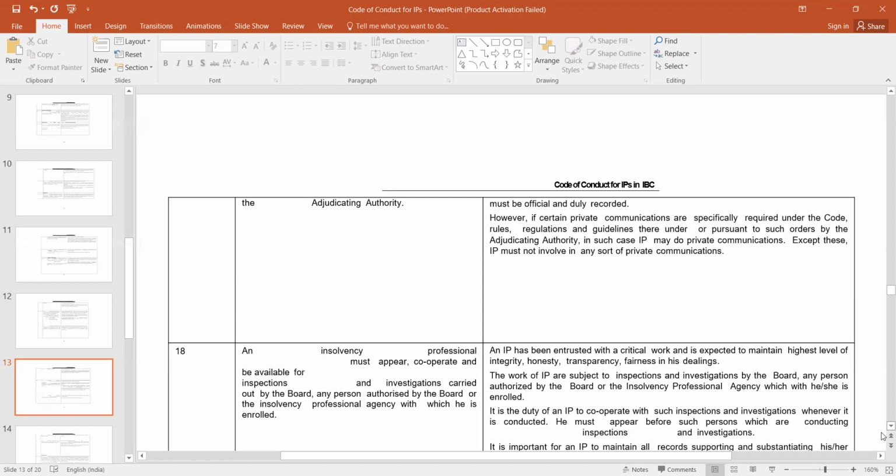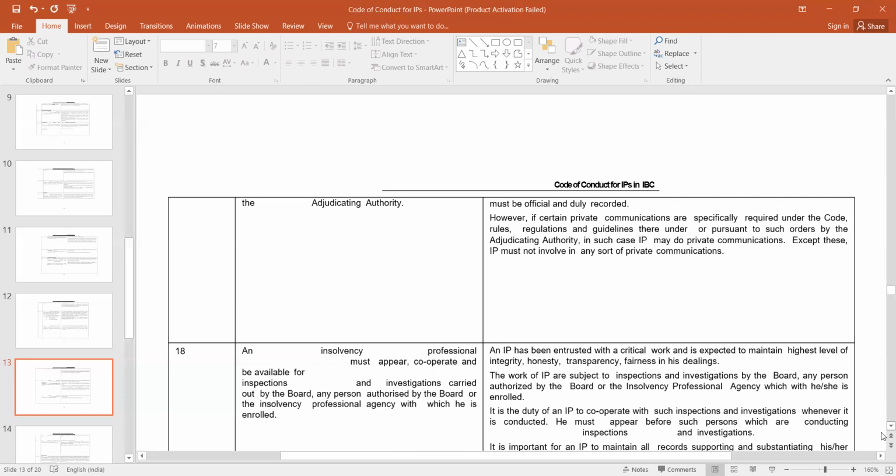Just a minute. Thanks, sir. Nothing as such is mentioned. Yeah, Yuvraj ji, what are you saying? With the stakeholders committee, in liquidation you can do it, but it has to be recorded, as required under the code.